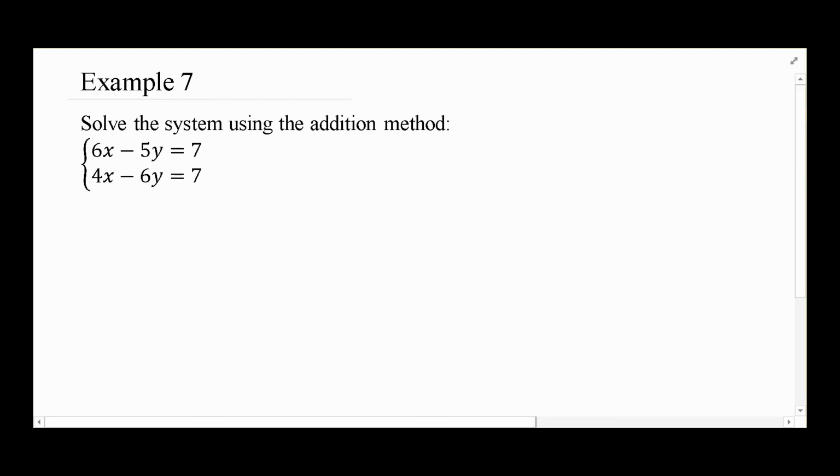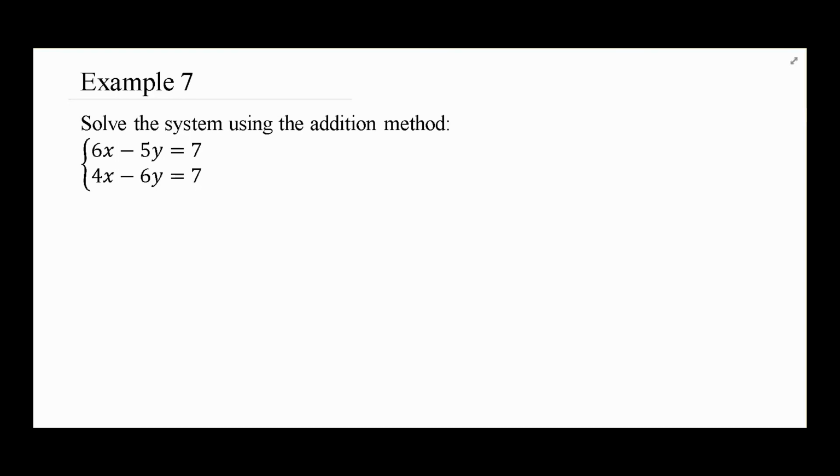Now, as I look at this, we've got to say, all right, well, I need to somehow make my x's opposites or else my y's opposites. If I want to make the x's opposites, I can't simply multiply 4 by something to make it up to 6 without being a fraction. Similarly, I can't multiply 5 by something to bring it up to 6 without making some fractions.